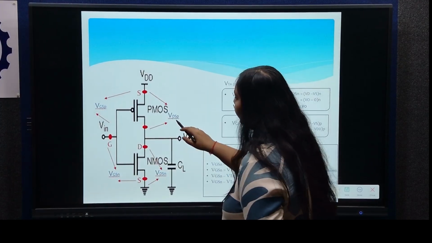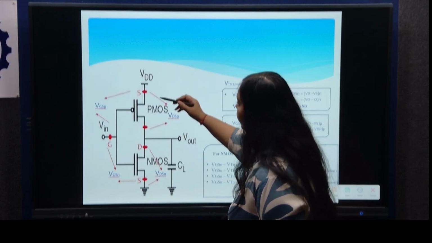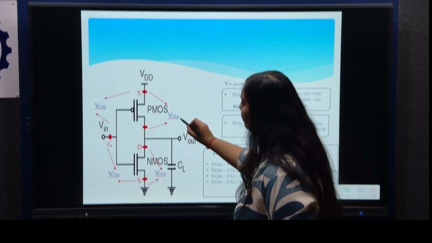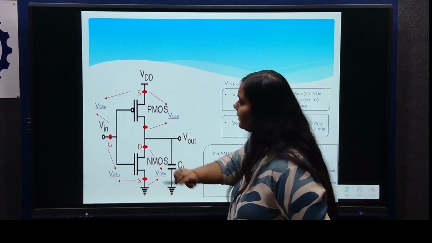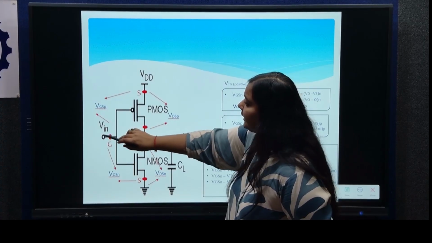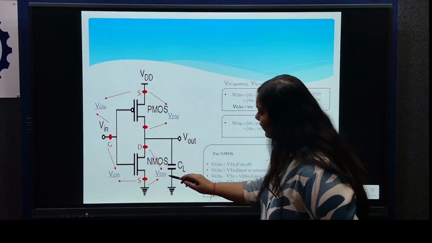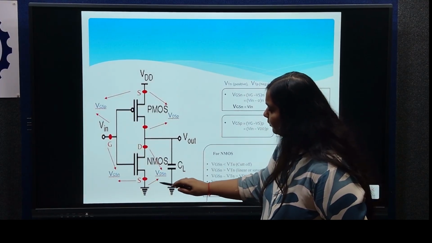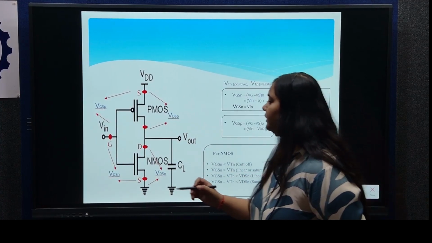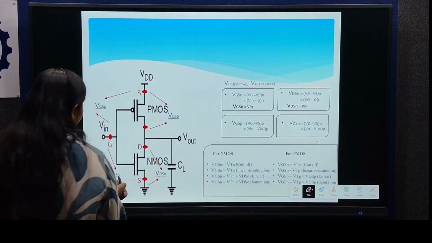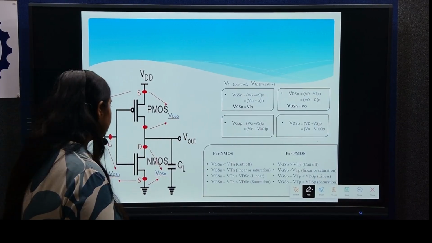Here you can see VDSP. What does it mean? VDSP means drain to source voltage of PMOS. VGSP means gate to source voltage of PMOS. Similarly, VDSN. N is for NMOS, and VDS means drain to source voltage of NMOS. VGSN. N means NMOS, and it is the gate to source voltage of NMOS. So these are the voltages.